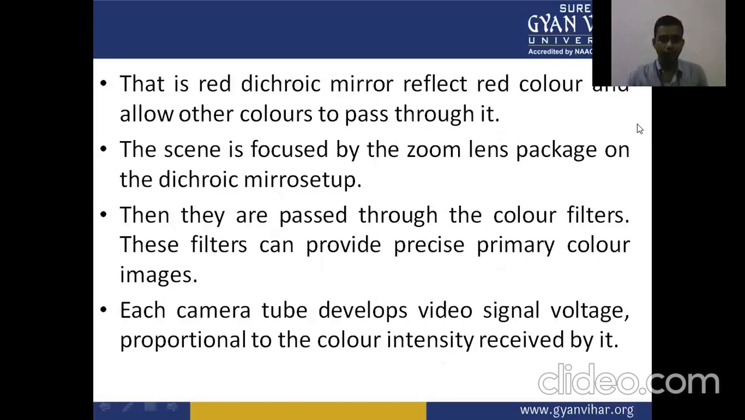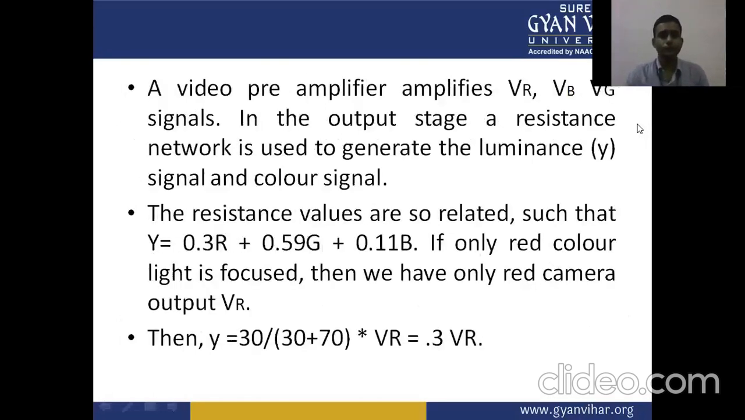The scene is focused by the zoom lens package on the dichroic mirror setup, and the light is passed through the color filters. These filters can provide precise primary color images. Each camera tube develops a video signal voltage proportional to the color intensity received by it. A video preamplifier amplifies the VR, VG, VB voltage signals. In the output stage, a resistance network is used to generate the luminance signal and color signal.